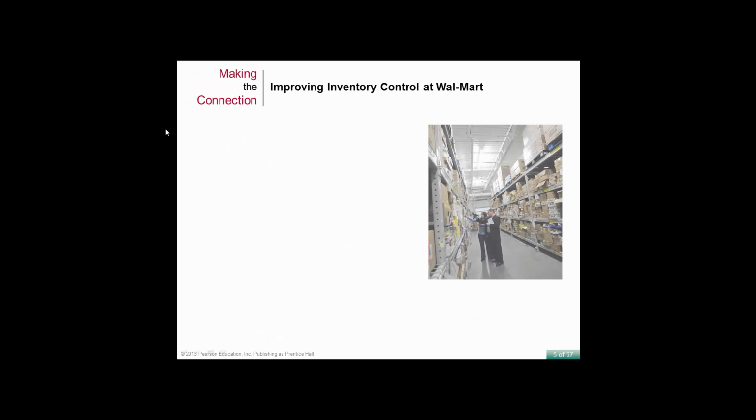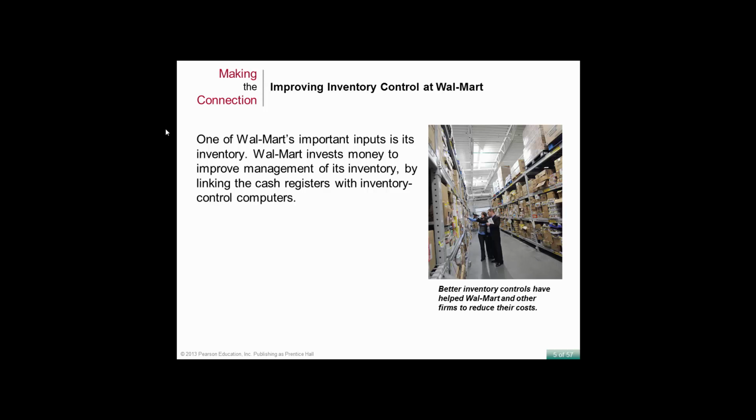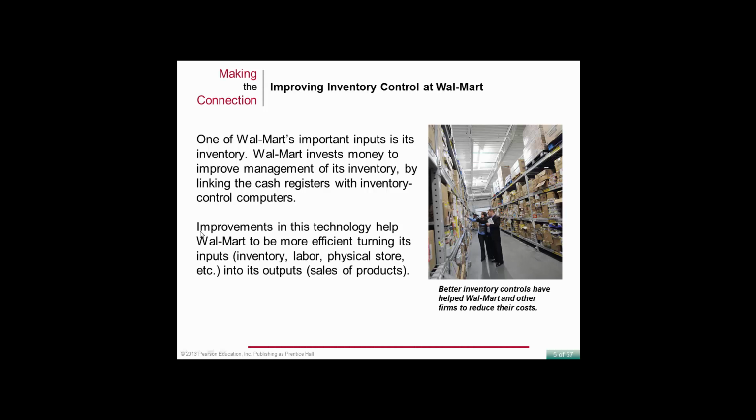So Walmart, in your book, there's an example of improving inventory control. One of the ways that firms frequently improve outputs is different process overview and becoming more efficient. We always hear that. How can we do this more efficiently? One of Walmart's important inputs is its inventory. So Walmart invests money to improve management of its inventory by linking cash registers to control computers. So basically, always constantly making sure that inventory is up to date. Improvements in technology can help Walmart be more efficient, turning its inputs, inventory, labor, and a physical store, into outputs, sales of the product.